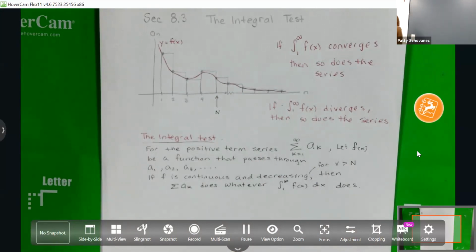So here's what it's saying. If you've got a function that's on top of all of your terms in your positive sequence, and that function bounds finite area, then those guys must add up to a finite sum. But if your function is infinite, then there's too many of those bars sticking up above it, and the series is going to diverge as well. So if the integral diverges, the series follows along. And we can integrate the heck out of just about anything. Just about.